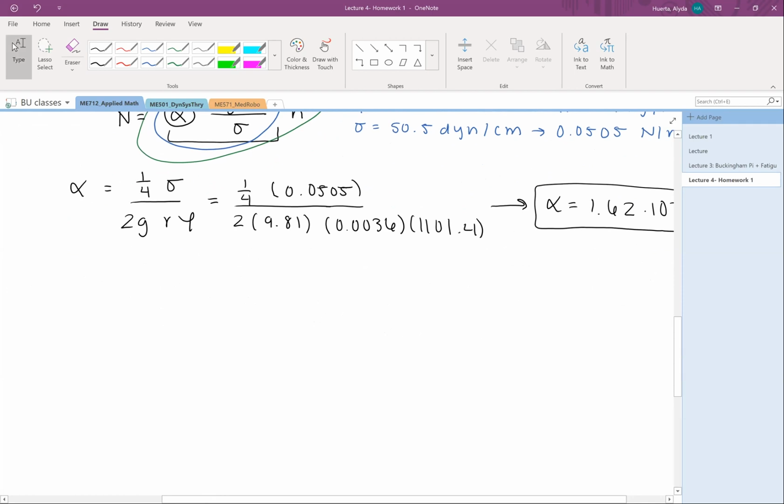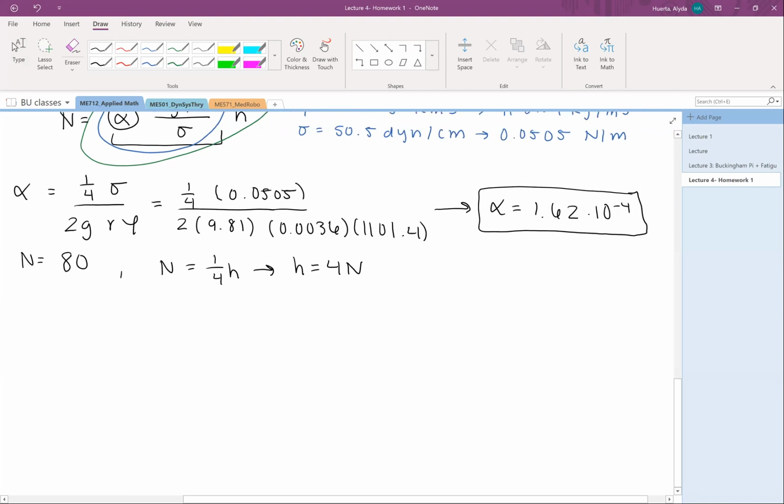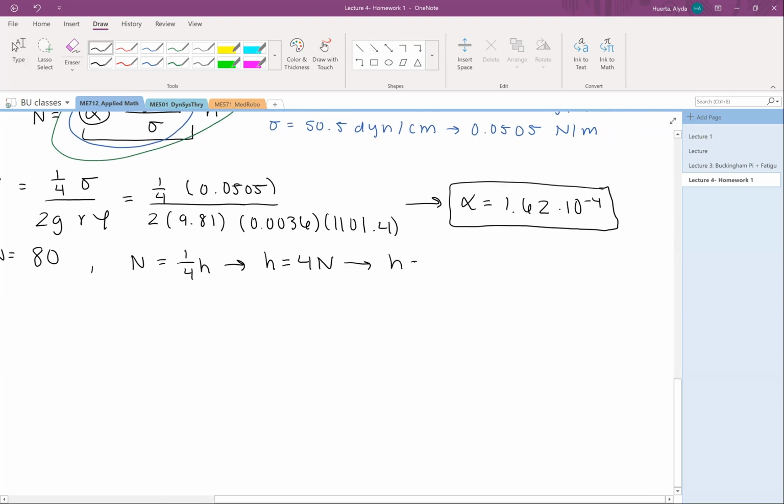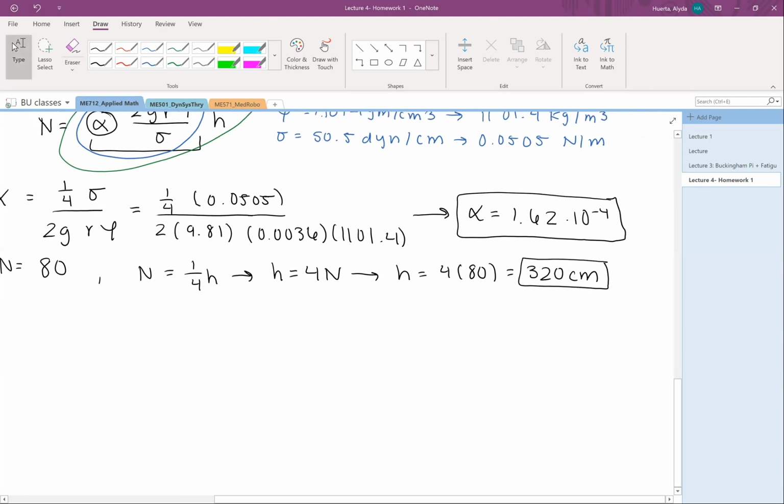And then at the end, it's telling you, okay, if you have 80 spikes, so n equals 80, what height do you have to have? And we already know that our relationship that is given to us by them is n equals 1/4 h. So it's actually just going to be as easy as doing, if we rewrite this as h equals 4n, then it's just going to be h is equal to 4 times 80, which is equal to 320 centimeters. Right here.